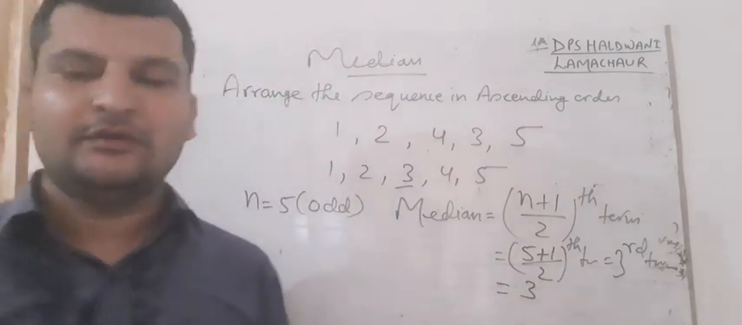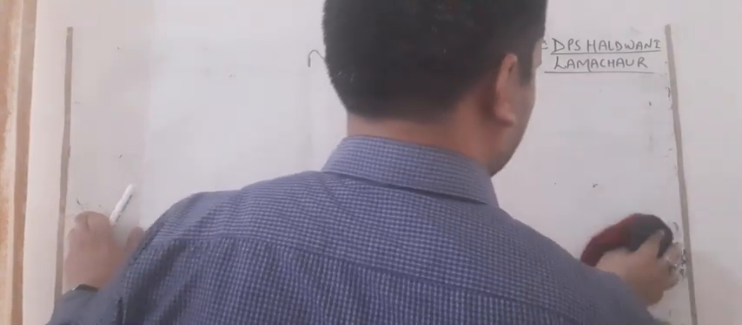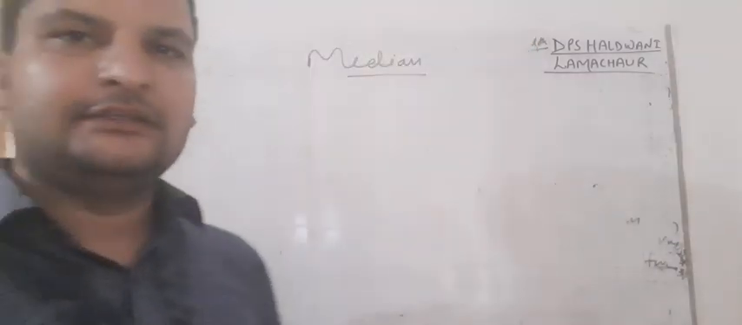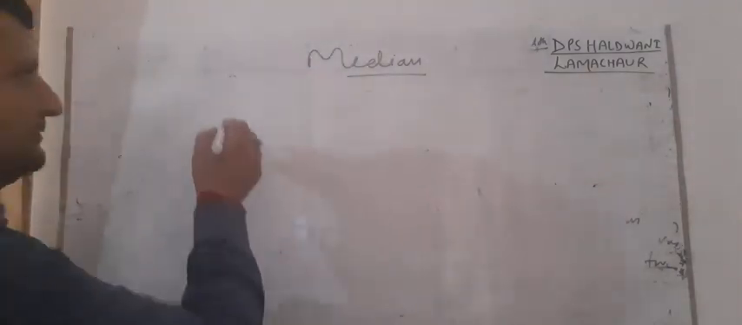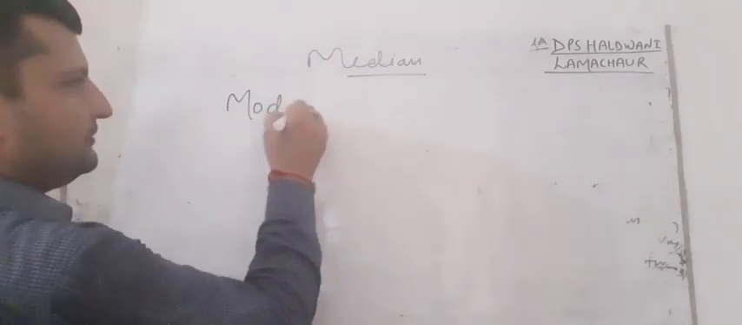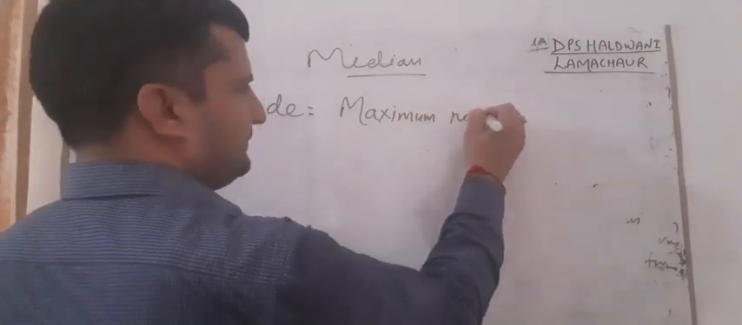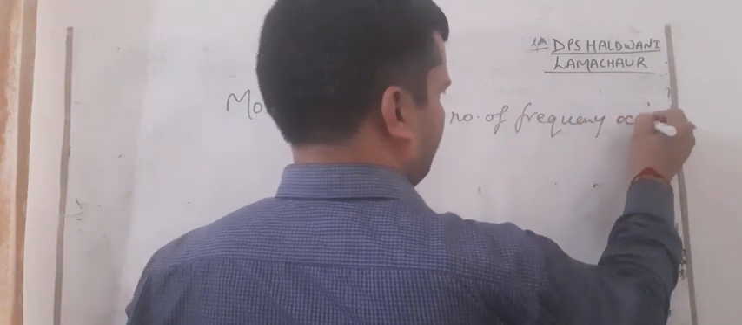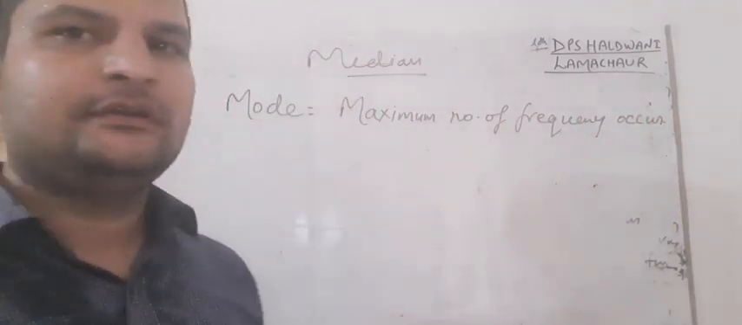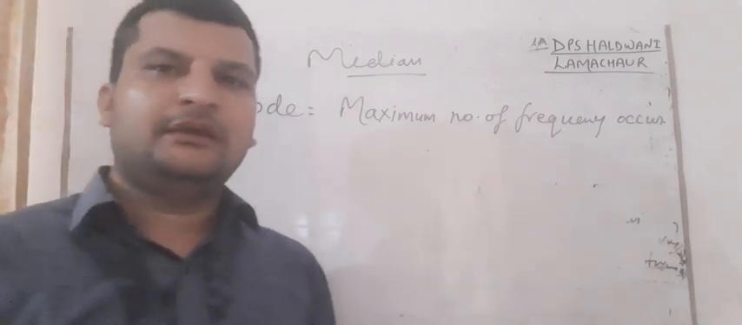Now students, the third one is the mode. How can we find the mode of a sequence? The general formula for finding the mode is: in 9th class only this much is there, and in 10th class there are a lot of formulas for finding the mode. In 9th class you only have to write: mode is equal to the maximum number of frequency occur. What is the meaning of this, students? Maximum frequency means which number is coming more times, that is the mode.